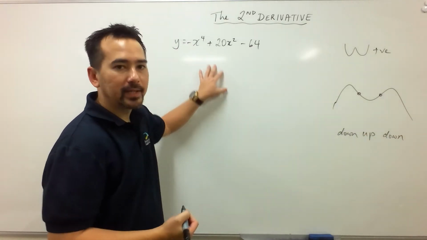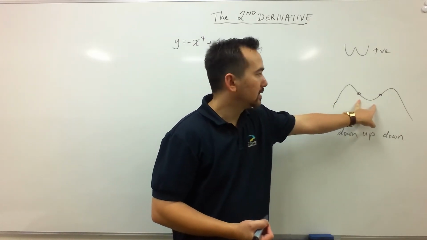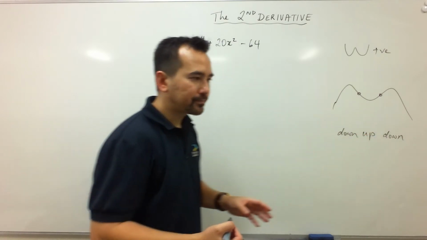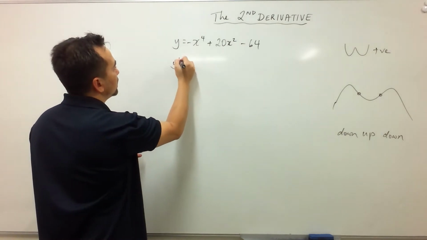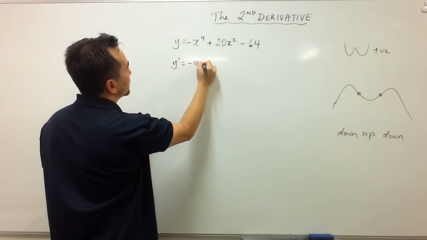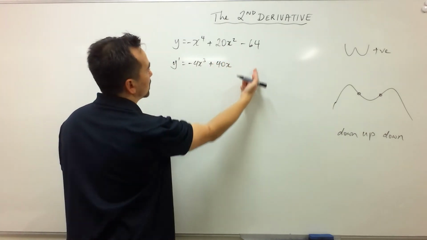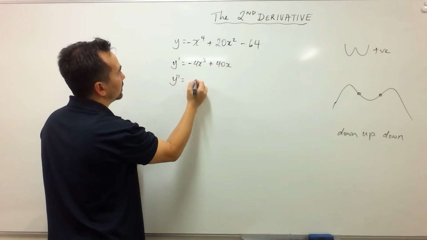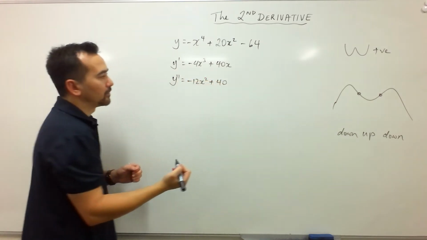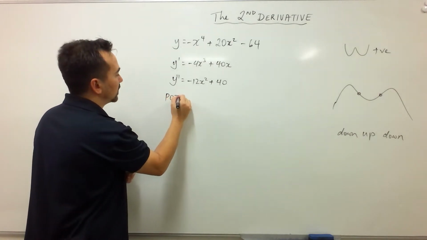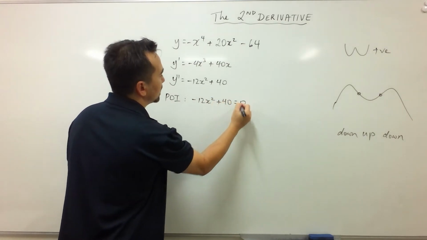So, by doing the algebra, we're going to find the location of the points of inflection, as well as the regions for which the concavity changes. Here we go. The first derivative is negative 4x cubed plus 40x, and then I lose the constant. And the second derivative is negative 12x squared plus 40. So let's solve for the points of inflection first. I have negative 12x squared plus 40, make it equal to 0.